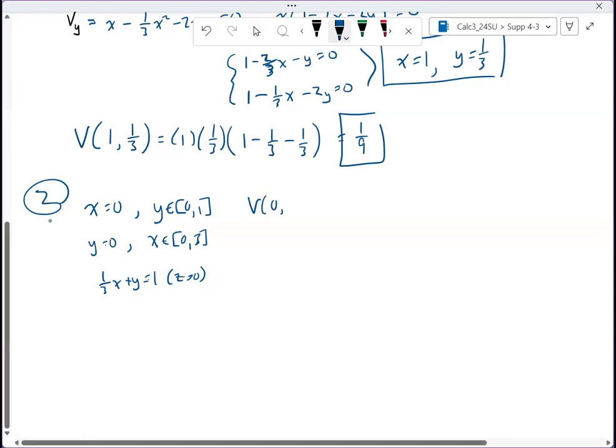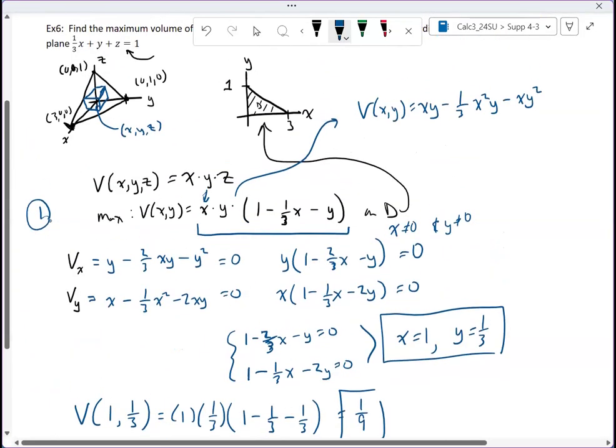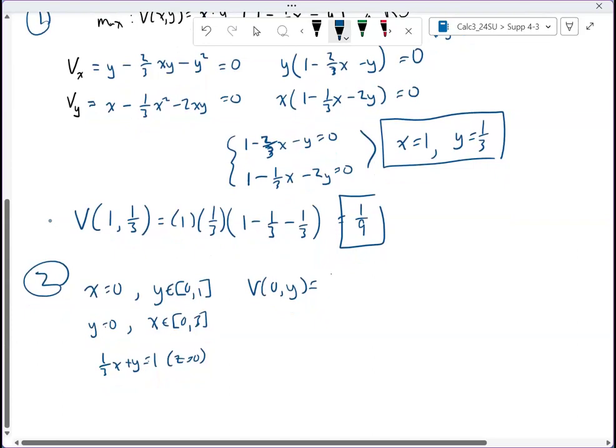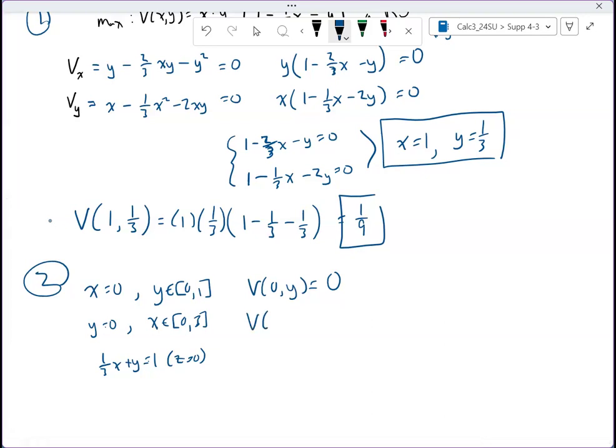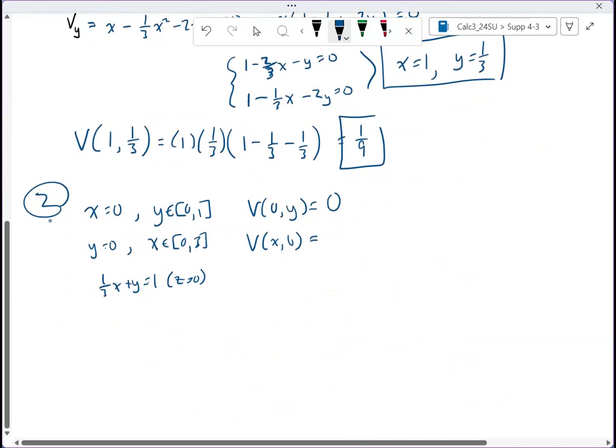So v of 0 comma y, well, when x is 0, v, of course, is 0, right? Our box has 0 dimension in the direction coming out towards us. So v of 0 comma y equals 0 for any choice of y. And same with v of x comma 0. When y equals 0, our box has no width, so the volume is also 0.